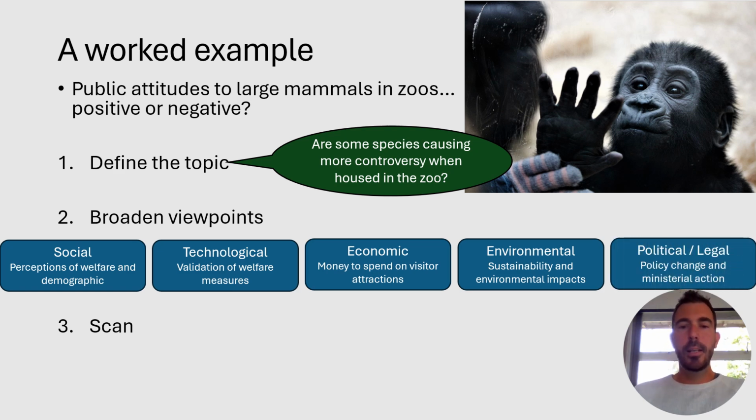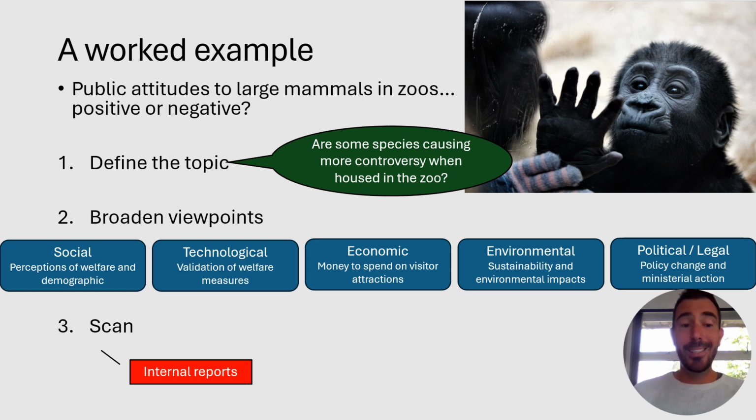And finally, let's think about political and legal issues. What legislation is in place that permits or forbids the keeping of particular species? And what is the whim of government? Do governments support keeping some of these species in zoos, or are they also political hot potatoes, which is why the public might be aware of this change in what is acceptable to actually manage in the zoo? So we've done our PESTLE analysis, and we're now going to create a horizon scan of the literature.